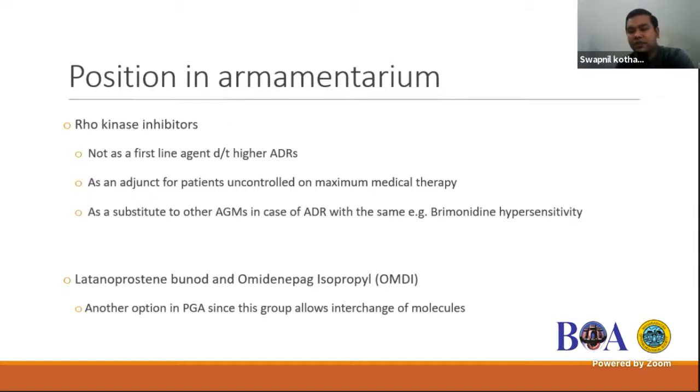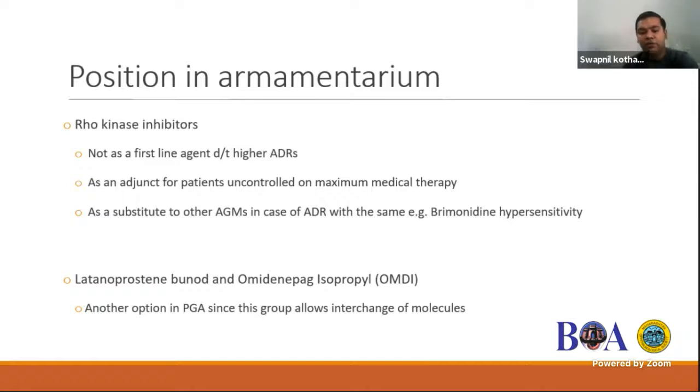Coming to the position of these implants and drugs in our armamentarium, coming to Rho kinase inhibitors, as we will be seeing in the next talk, these are not the first line drug due to their high ADRs. They can be used as an adjunct to patients on uncontrolled maximum medical therapy, and as a substitute to other AGMs in case the patient develops ADRs related to them, for example, a brimonidine hypersensitivity.